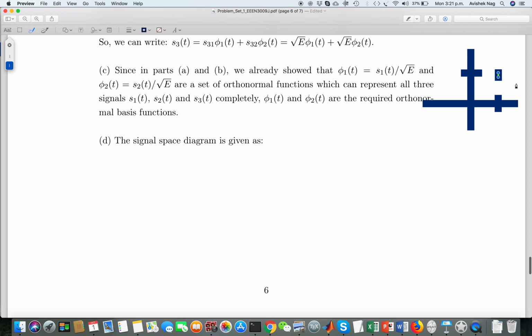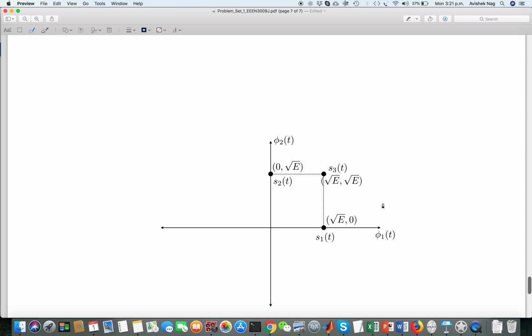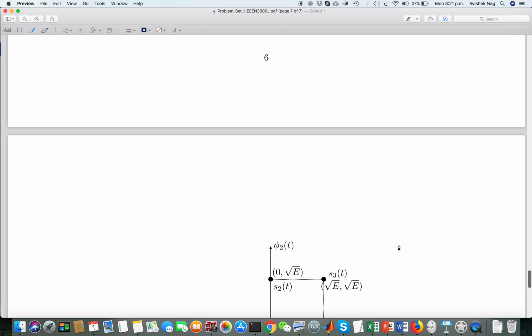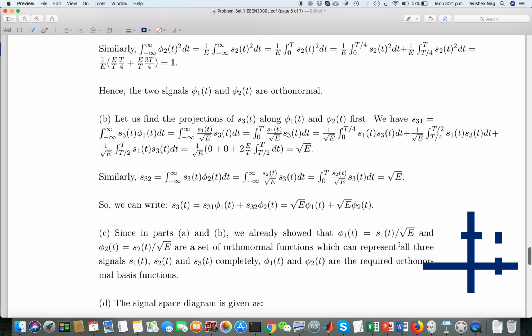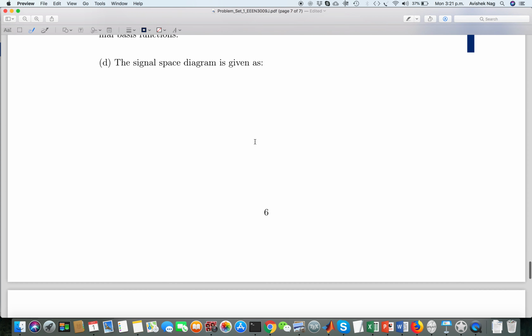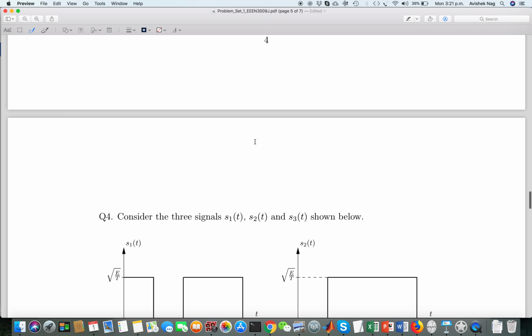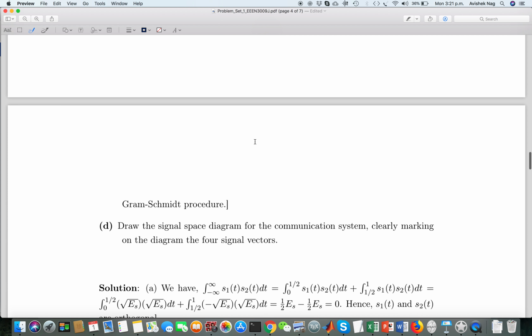The signal space diagram I already drew here, and in a better way it looks like this. Most of you got it right, so I gave you full marks on this, but on this part you again applied Gram-Schmidt, which is okay. I still gave you marks on this part. So that's it. This is the solution, and I walked you through the solution for homework 1, and I hope you have all obtained your grades for this homework, and they are available on Blackboard.